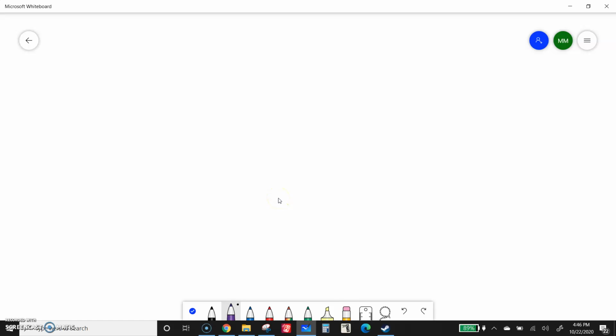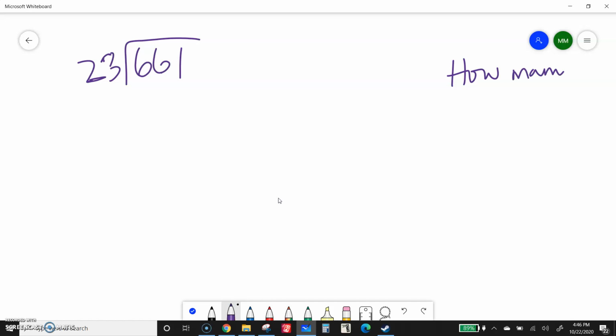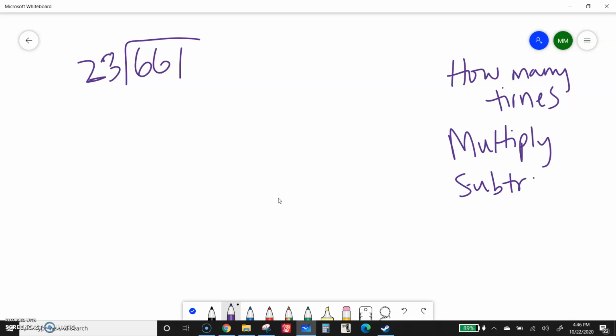So, standard strategy. First problem I'm going to do is 661 divided by 23. Now we're still going to follow our same steps. We're going to ask ourselves how many times it goes in. Then we're going to multiply, subtract, and bring the next digit down.